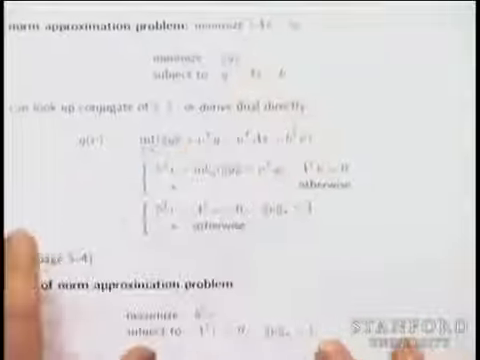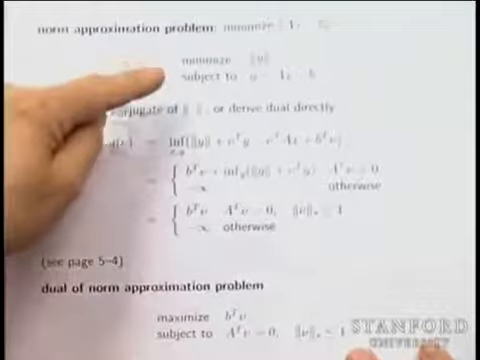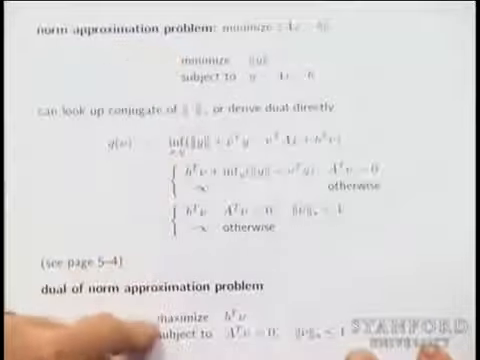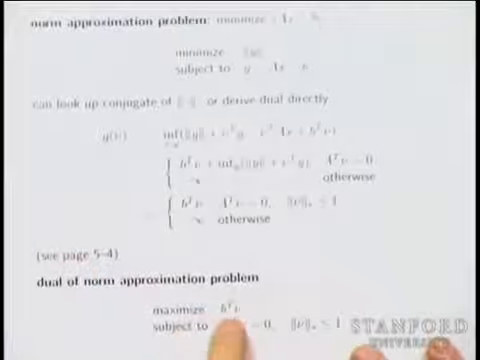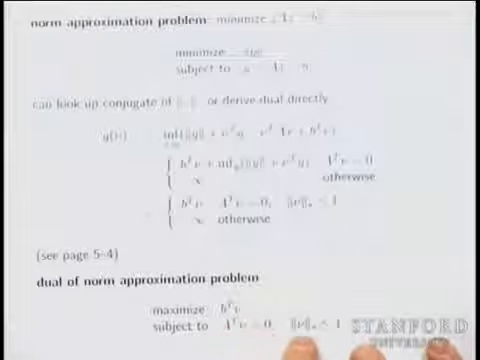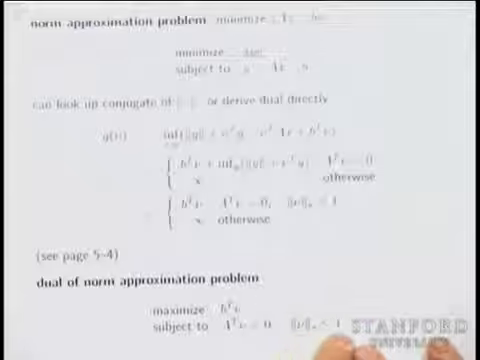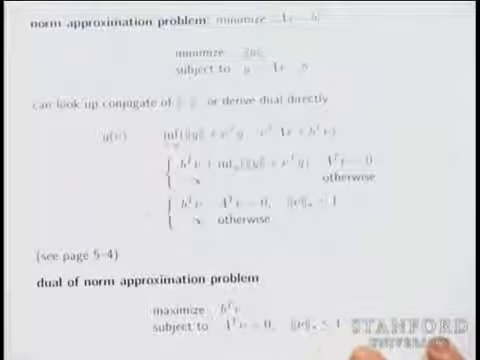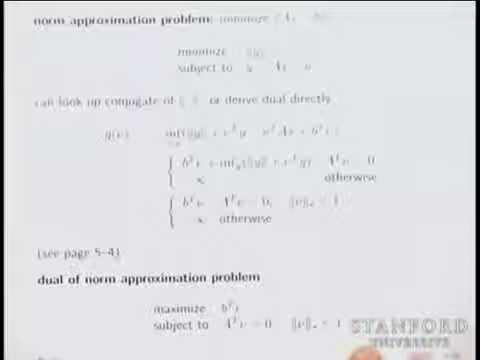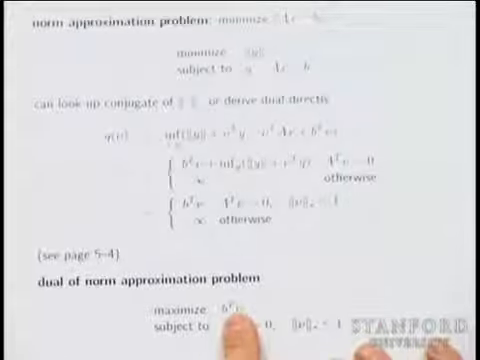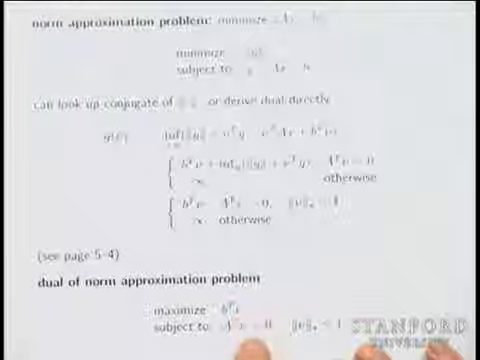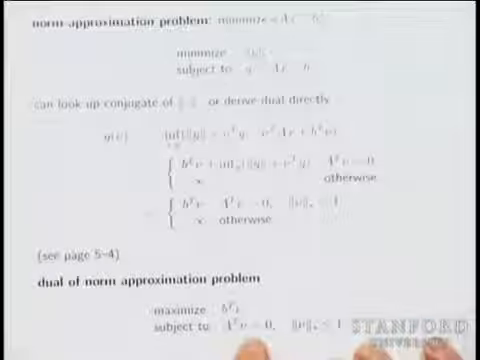The Lagrange dual of this is this: you maximize b transpose nu, subject to a transpose nu equals 0, and nu in the dual norm is less than 1. Okay? So this one is useful. It has a huge number of uses, actually, tons and tons of uses. It is not obvious at all.